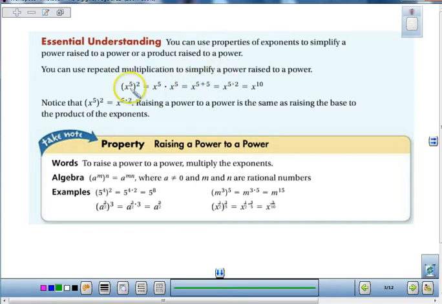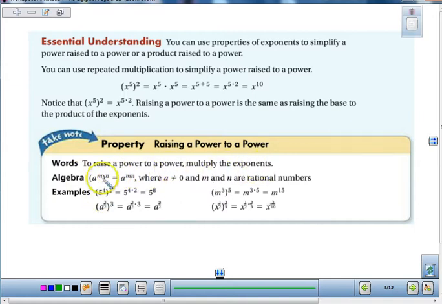Now, 5 to the fifth raised to the second means I have 5 to the fifth two times. So when I multiply that, my rule says I would be adding. So instead of adding 5 plus 5, I can just take 5 times 2, which gives me 10. So notice raising a power to a power is the same as raising the base to the product. In words, raising a power to a power, you multiply the exponents.